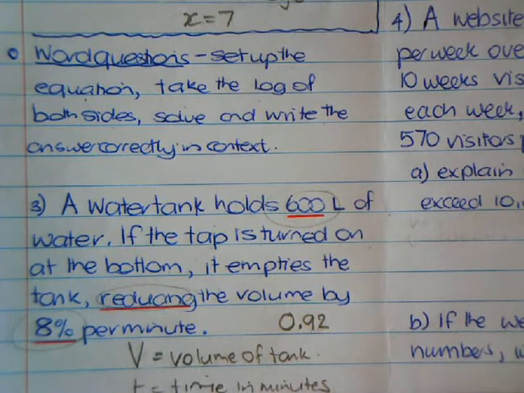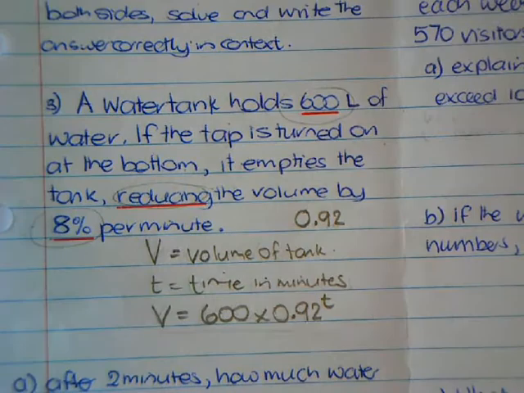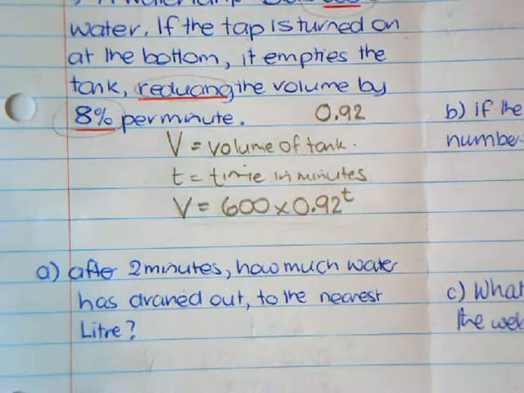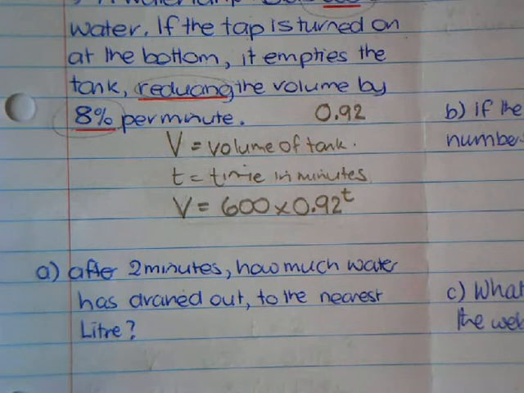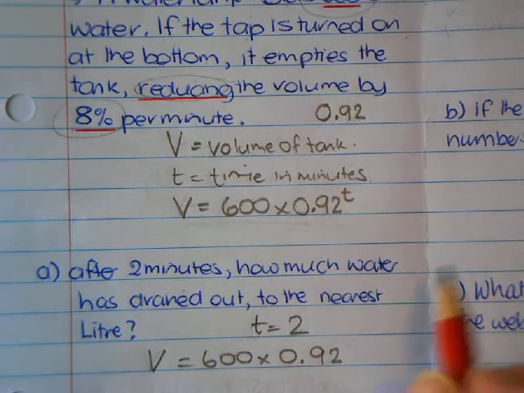So now we have the equation: the volume of the tank, starting at 600 litres, times by 0.92 every time a minute goes past. So that reduces the volume of the tank each time. And now we're going to answer the first question. After 2 minutes, how much water has drained out of the tank to the nearest litre? So let t equal 2. So V equals 600 times 0.92 to the power of 2.